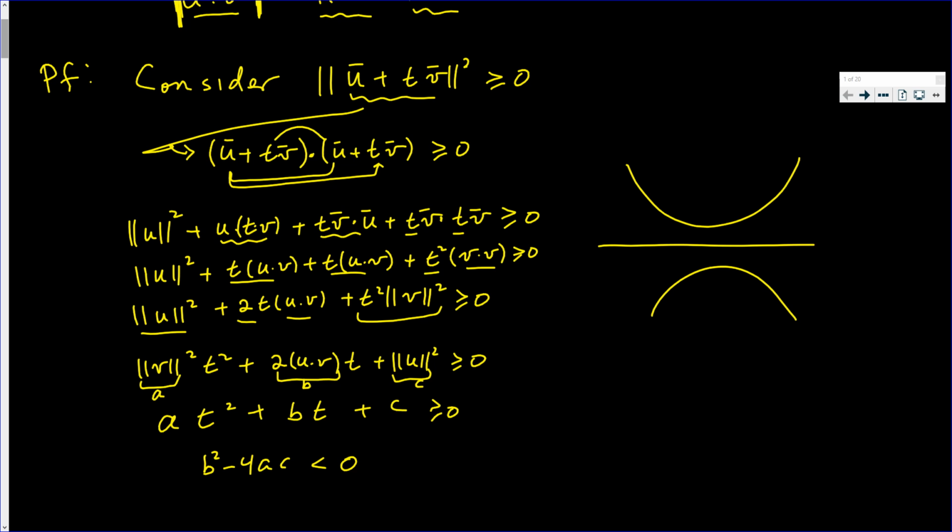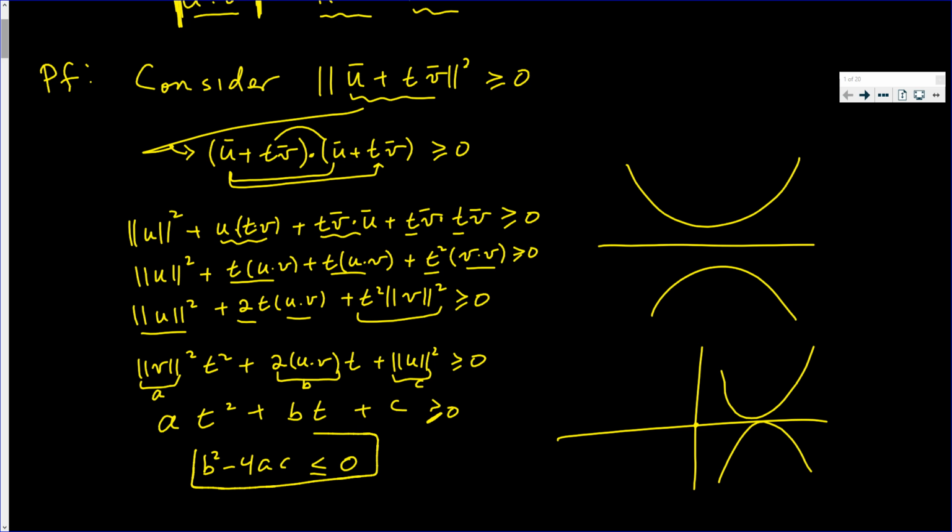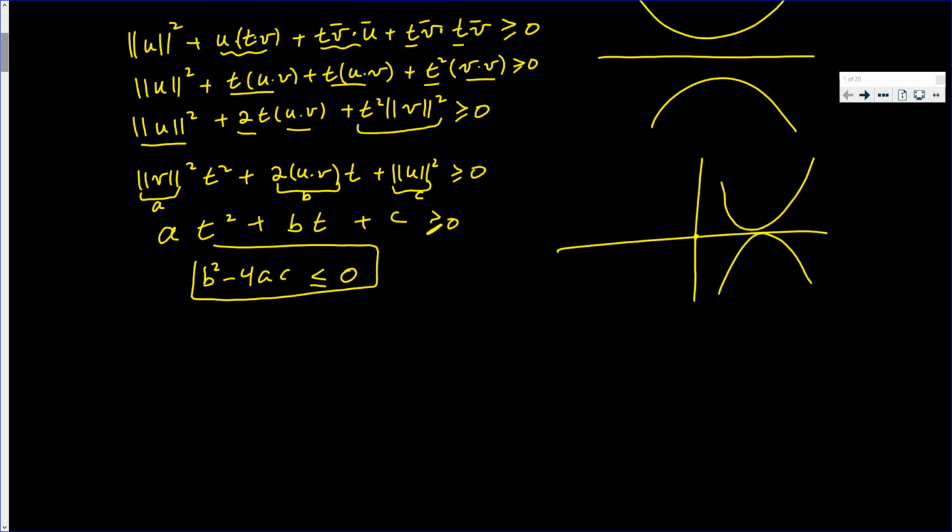Now, a polynomial, if it does equal 0 or greater than 0, it goes like this, or it goes like that. In either case, the discriminant must be less than or equal to 0. But let's write it in the old language.